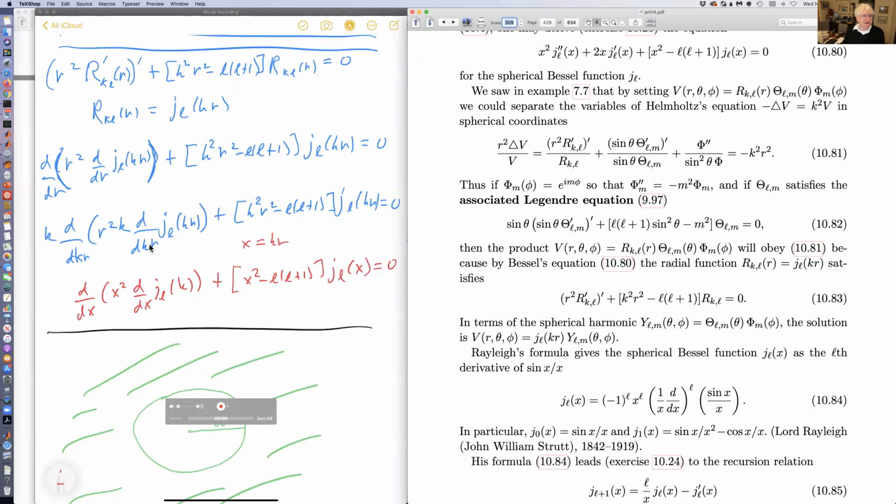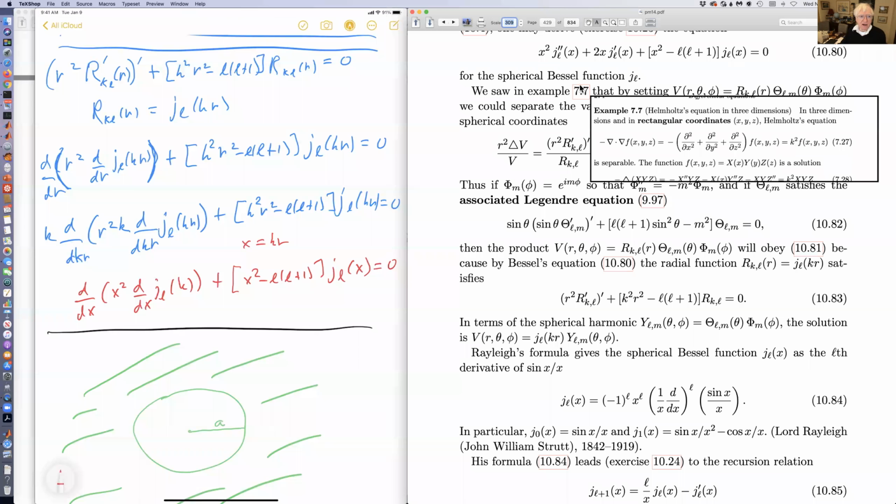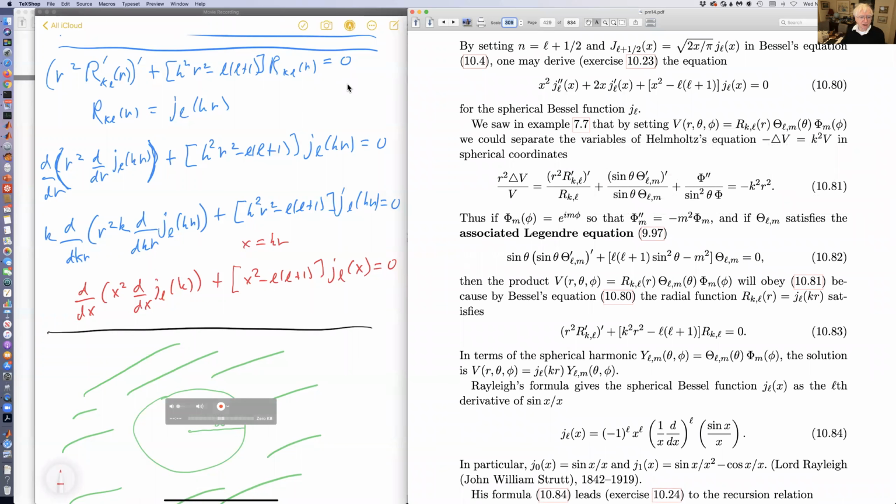And now what you see is you can put a k here and a k up there, a k down here and a k up there. And so altogether what you've got is d/dx of x squared, d/dx of j_l of x, equals x squared minus l(l plus 1), j_l of x equals 0, where x is kR. So you get back to Bessel's equation. So what that tells us is that this is the correct solution for solving this differential equation.